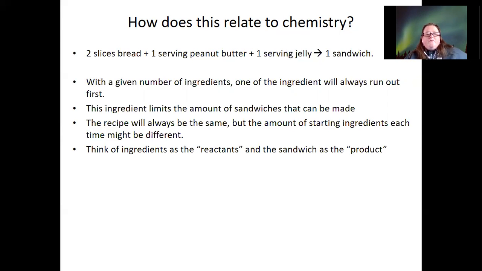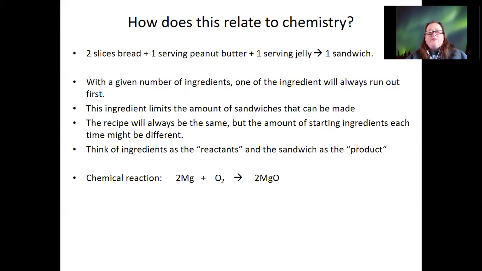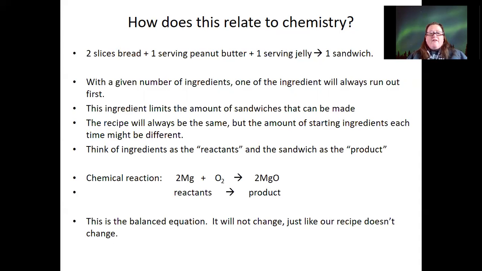So if we think of the ingredients as reactants and the sandwich as a product, we have this balanced chemical equation. You have seen this reaction before, where we take magnesium and ignite it, and we produce magnesium oxide. Let's say I'm interested in making some magnesium oxide because I need to use it for an experiment, and I need exactly 5 grams of it.